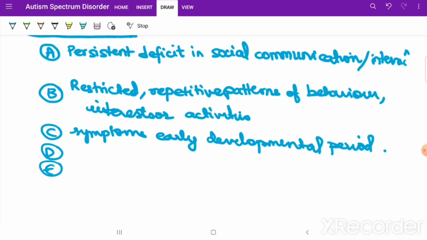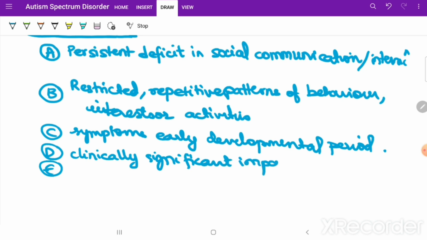What is the fourth criterion? These symptoms should cause clinically significant impairment of social, occupational or other important areas of functioning. So there should be a clinically significant impairment in social, occupational or other important areas of functioning.